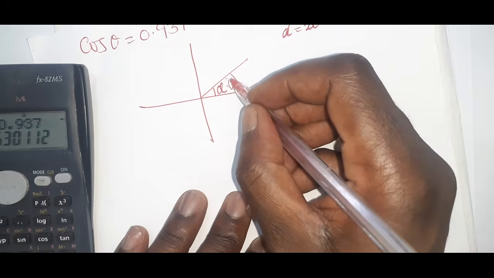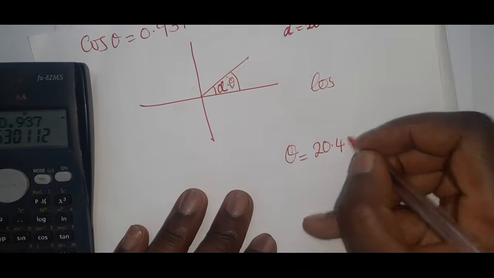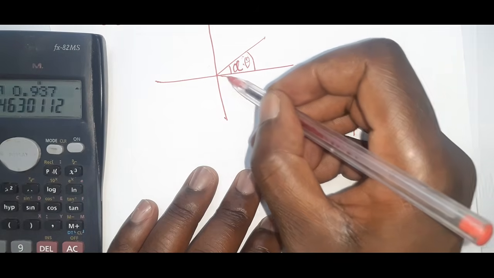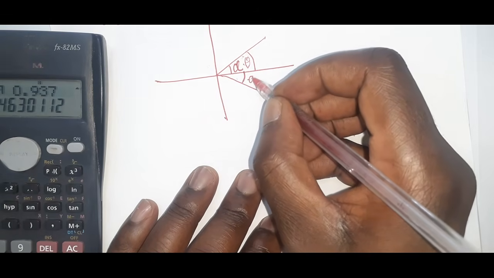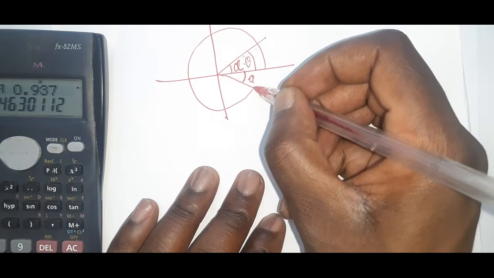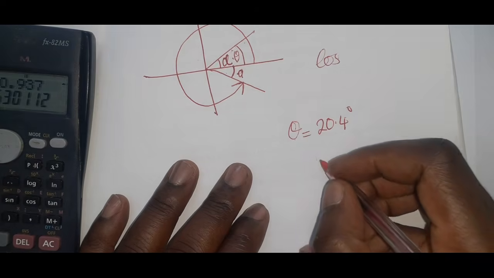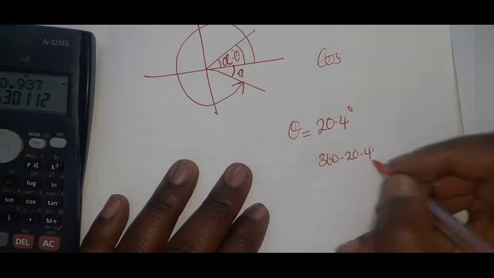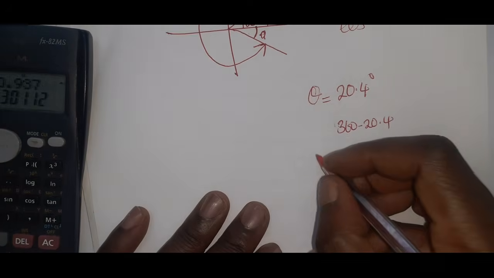So the value of theta here in the first quadrant will be the same as the value of alpha. Then also cos is positive in the fourth quadrant here. And if this is our alpha, then this is also alpha here. So in the fourth quadrant, we need to find 360 minus 20.4. That is what is going to give us another value of theta.